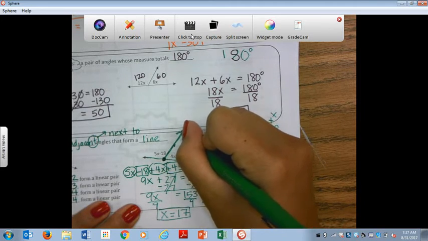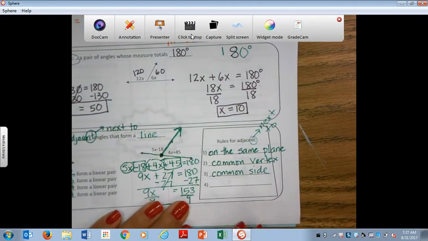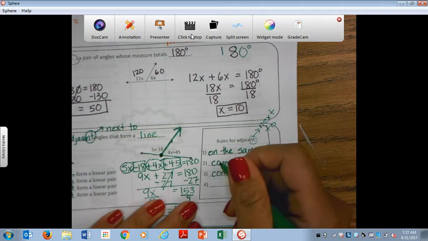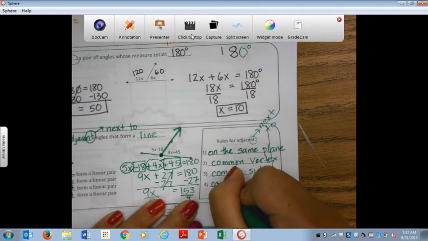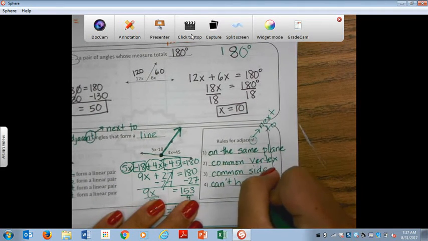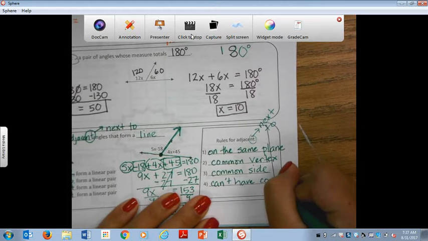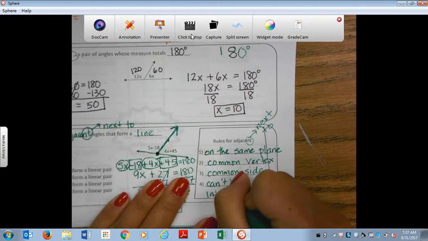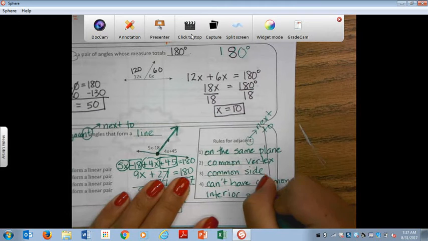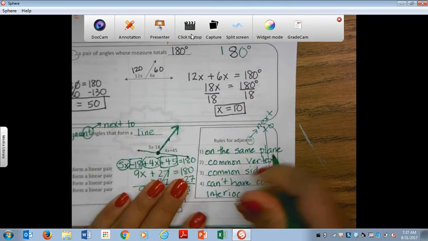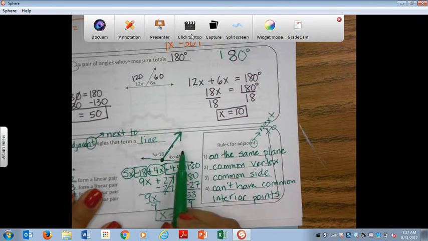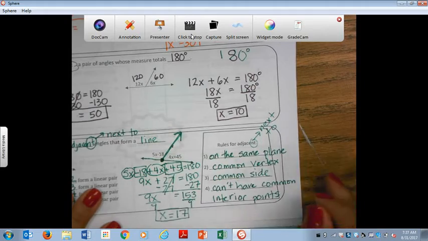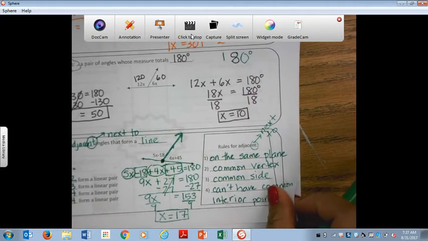And then number 4, they can't have common interior points. So any point that's in this angle cannot be in the other angle, and vice versa. And that's linear pair.